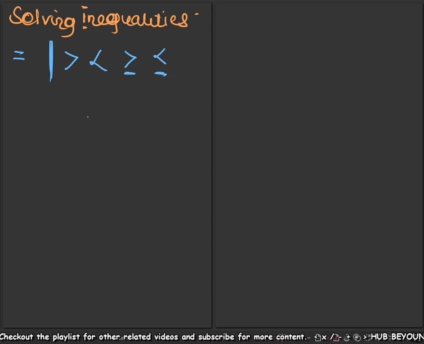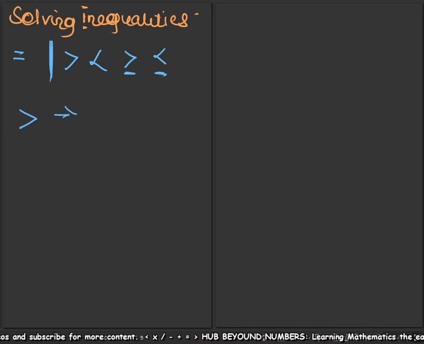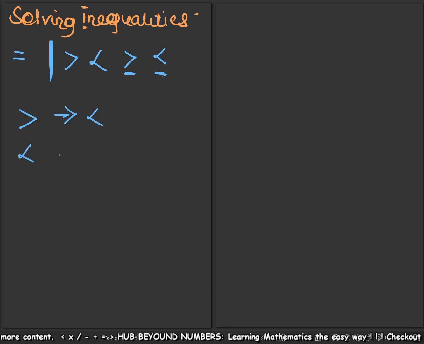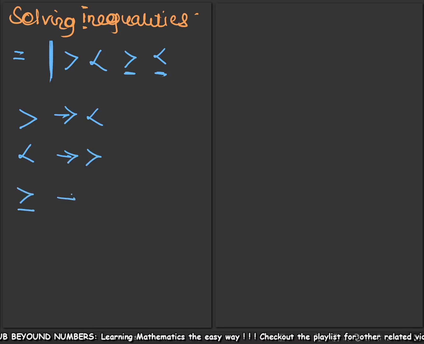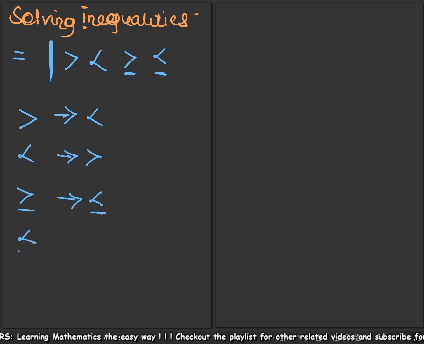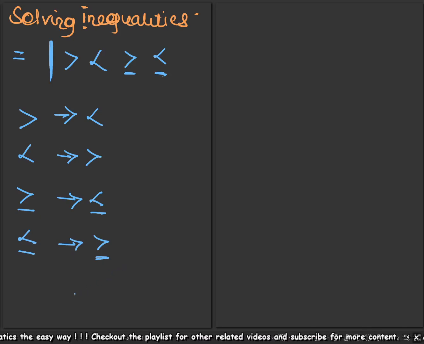What do I mean by that? If you are going to divide or multiply by a negative number, then greater than should become what? Less than. Less than also becomes greater than. Greater than or equal to becomes less than or equal to. And finally, less than or equal to becomes greater than or equal to. So let's quickly look at what these mean.